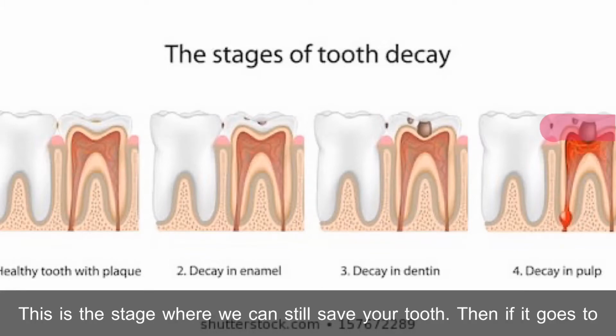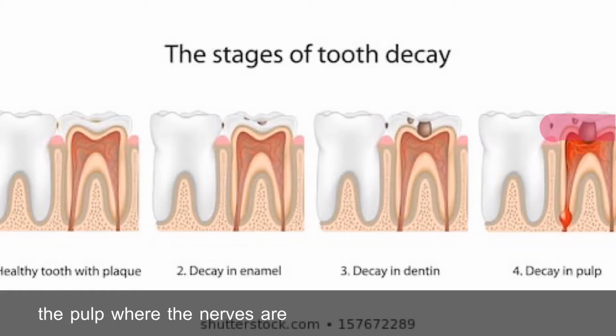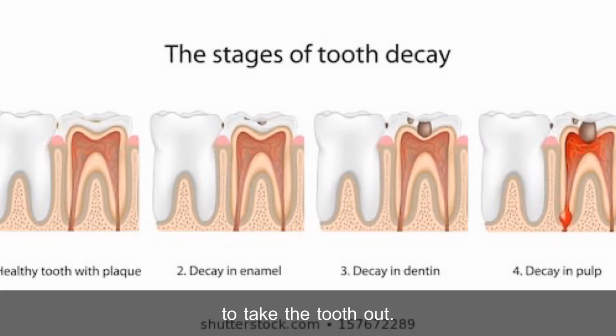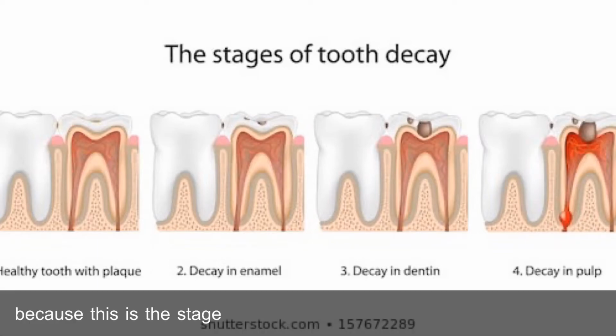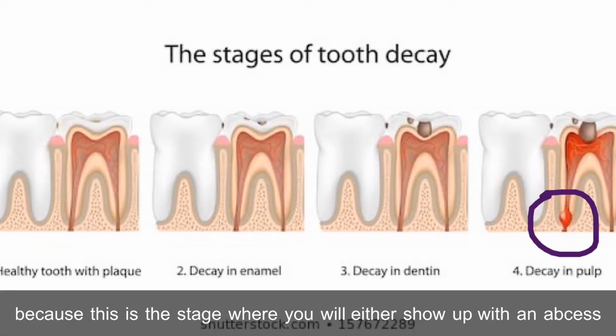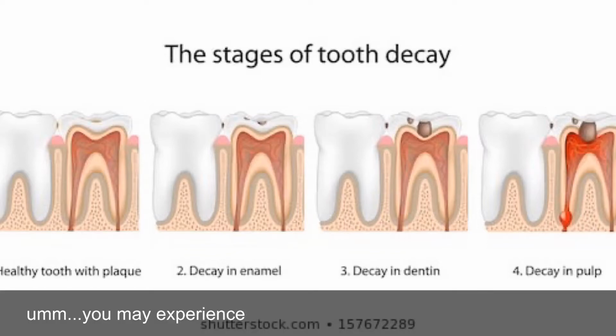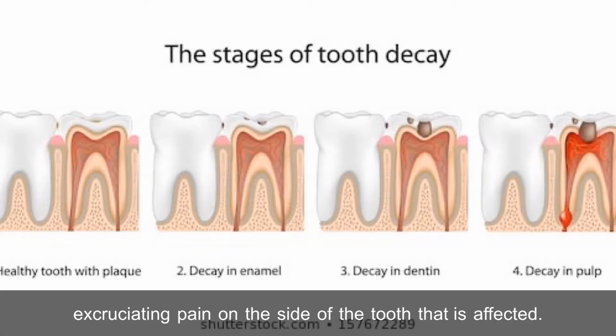Then, if it goes to the pulp where the nerves are, then we cannot do a filling for you. This is a stage where we have to do a root canal for you, or we have to take the tooth out. Because this is a stage where you will either show up with an abscess or a swollen face. If the abscess has been there for a very long time, you may experience night awakening or a dull throbbing pain, excruciating pain on the side of the tooth that is affected.